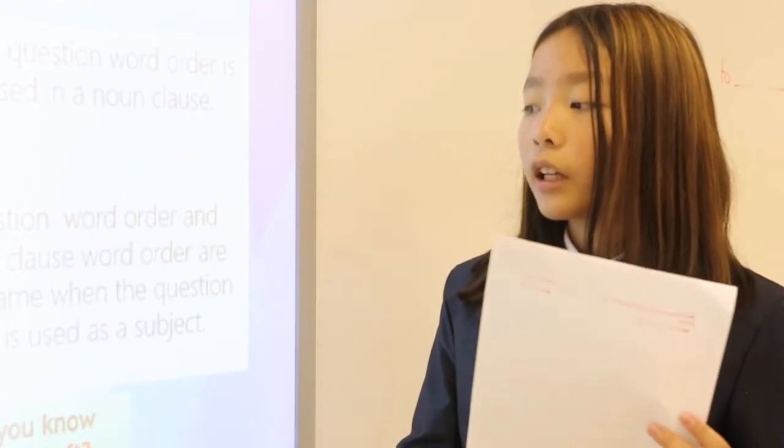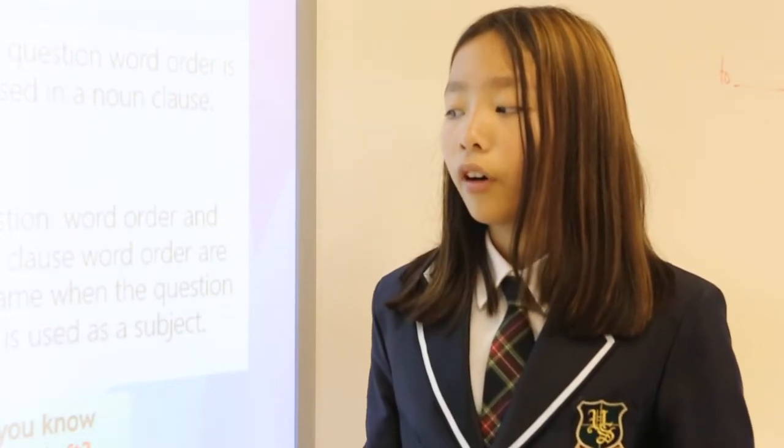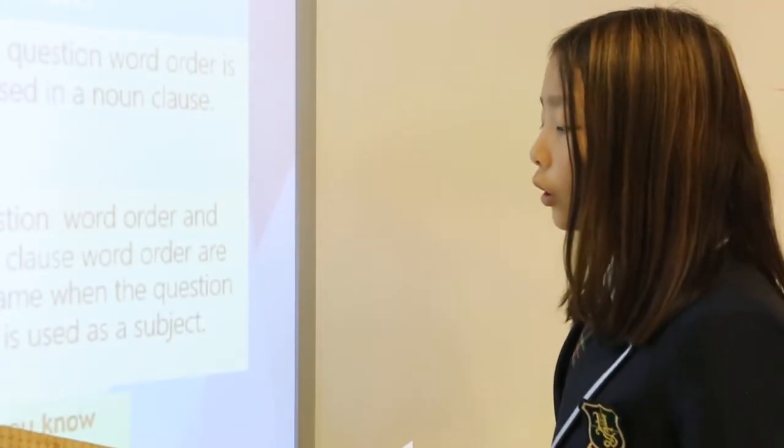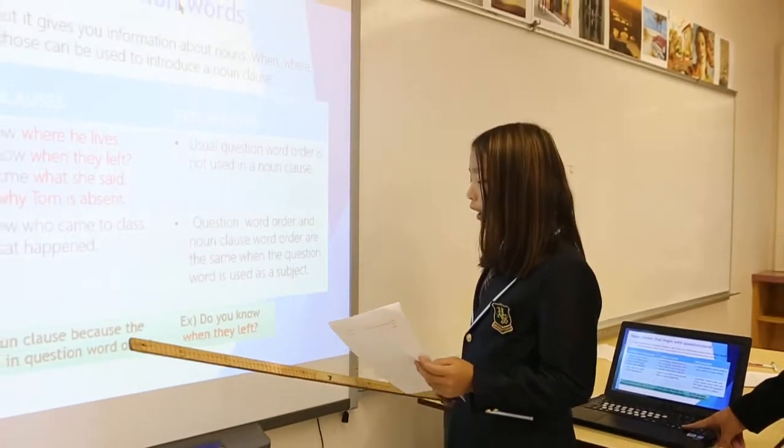A question mark is used at the end of this sentence because the main subject and the verb of the sentence are in question word order. For example, do you know when they left? Do you know asks a question, and when they left is the noun clause.